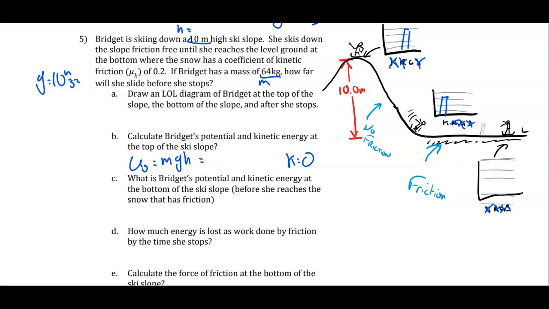What's Bridget's potential and kinetic energy at the bottom? Kinetic energy she has, potential is going to be 0. Maybe this is worded a little bit funny. What's her kinetic energy? You don't know her velocity, but basically her kinetic energy at the bottom is going to equal the potential energy at the top. So you don't need to show me any calculations, just show me that potential energy at the top equals the kinetic energy. Because all of this gravitational energy got turned into kinetic energy, so it's going to be the exact same value.